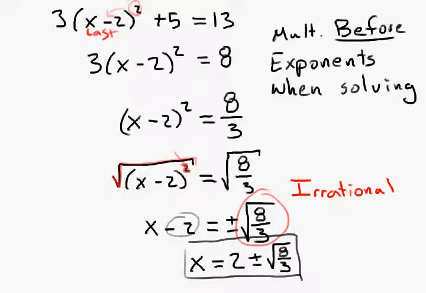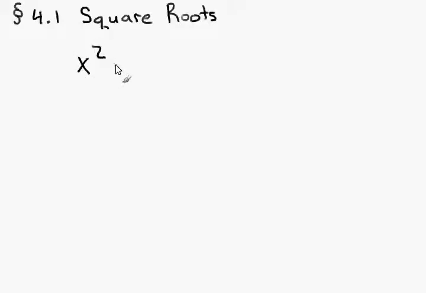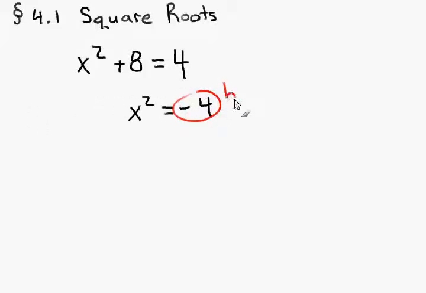Let's take a look at a little bit of a different problem here. Let's take x squared, add 8 to it, and set it equal to, oh, I don't know, 4. Well, the first thing we're going to want to do is subtract 8 from each side. So it'll be x squared is equal to negative 4. Let's think about this.